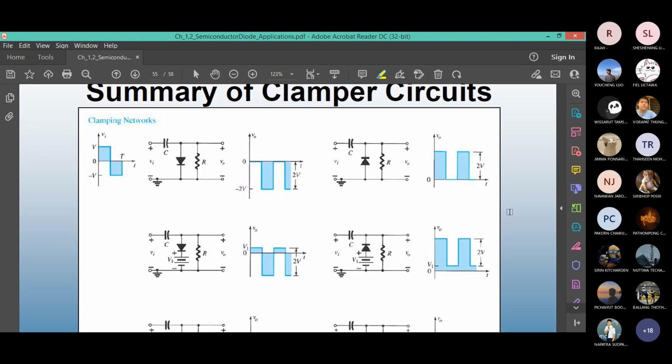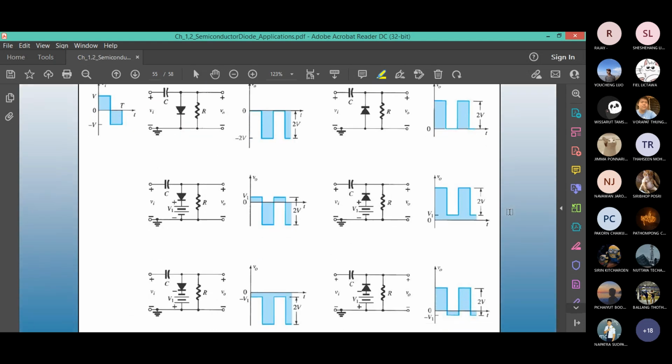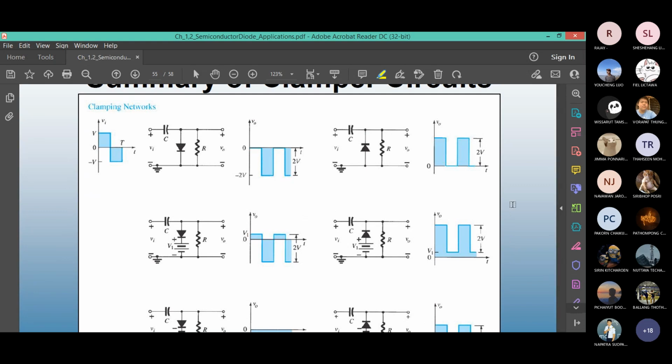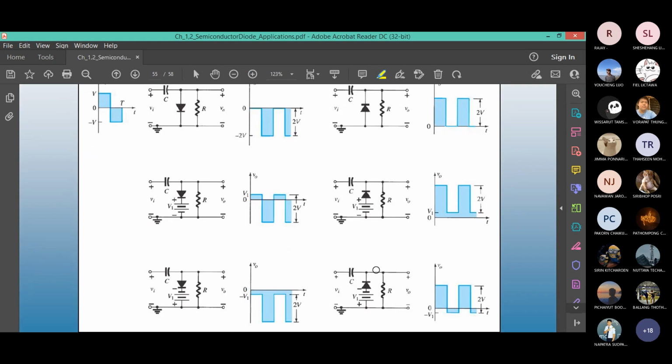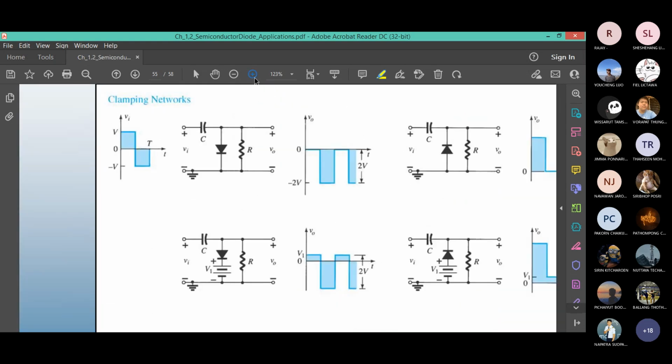If you want to see how the generic output from a clamper circuit would look like, this is from your textbook and also on this slide, which shows different clampers. Forward bias diode, reverse bias diode, with and without bias. Now let me quickly zoom in to one of these output waveforms.